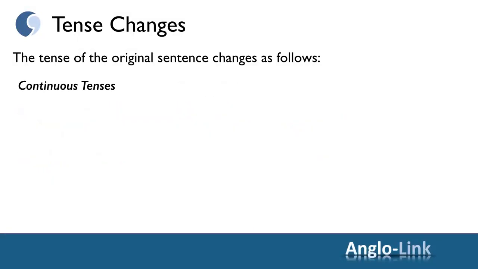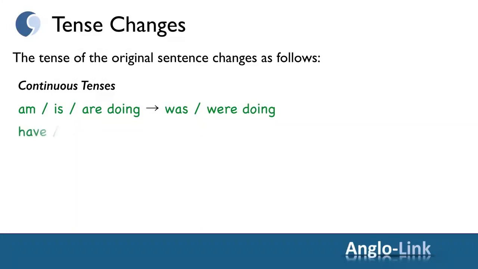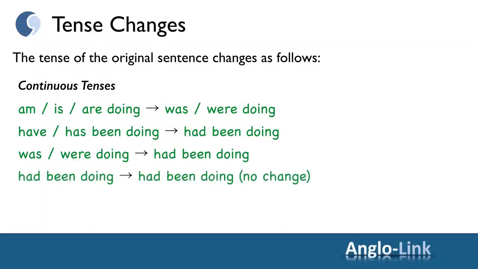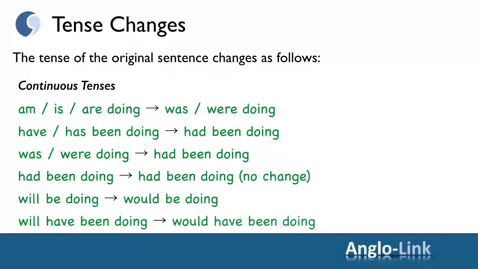Let's look at continuous tenses. Present continuous, am, is, are, doing, changes to past continuous, was, were, doing. Have or has been doing, changes to had been doing. Was, were, doing, changes to had been doing. Had been doing doesn't change. It stays as had been doing. Will be doing changes to would be doing. And finally, will have been doing changes to would have been doing.